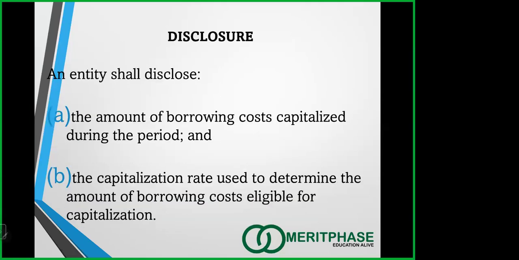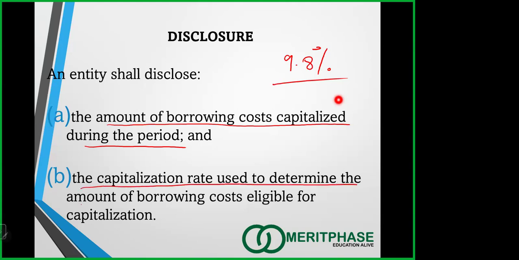Disclosure. An entity shall disclose the amount of borrowing cost capitalized during the period and the capitalization rate used to determine the amount of borrowing cost eligible for capitalization. You should disclose the amount of borrowing cost capitalized during the period, and the capitalization rate used. Now you remember that calculation, no? How we got this 9.8%? So you got to disclose that also. Okay? Yes.